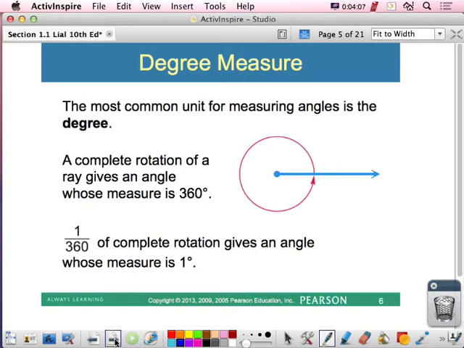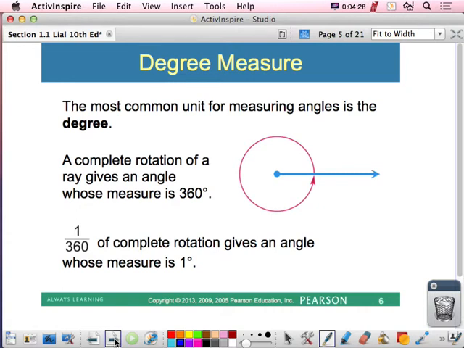A degree is just defined as 1 out of 360. Every revolution, one complete circle, has 360 degrees. And a degree is just one of those tick marks. So if you take a circle and you divide it into 360 equal pieces, that's what a degree would be.